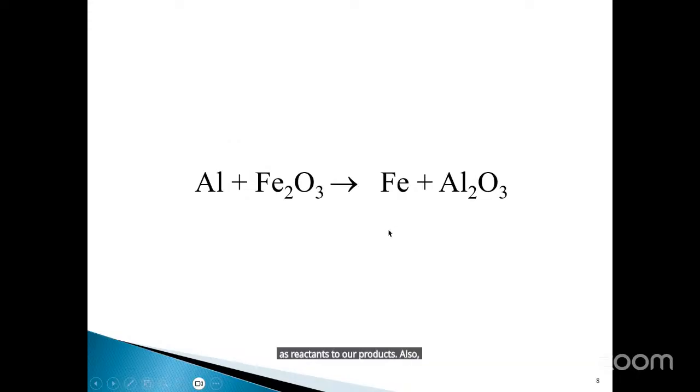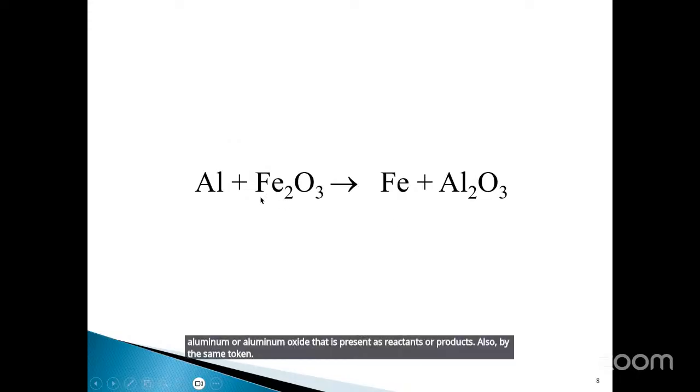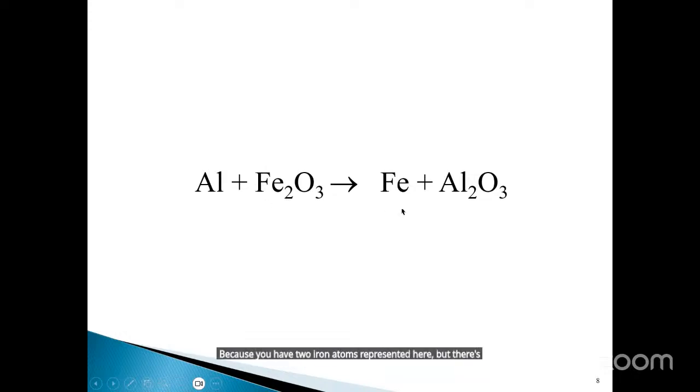Also, by the same token, if you compare the iron on the left side with the iron on the right side, again, there's an imbalance right there, right? Because you have 2 iron atoms represented here, but there's only one here. So again, based on that, we can conclude that the equation is not balanced, right?